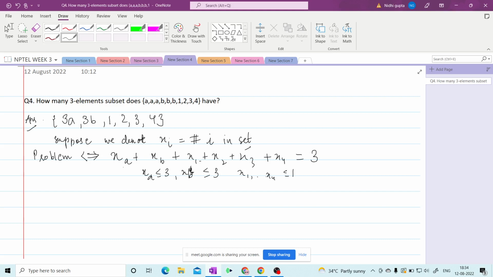So can we say that this problem is equal to calculating the compositions? No, because when we select A's, the number of ways is always going to be 1, whether I select 1, 2, or 3. So it's better to approach it as the coefficient of x raised to the power 3 in the expansion of: for A's we can write 1 plus x plus x square plus x cube, and similarly for the 3 B's, 1 plus x plus x square plus x cube raised to the power 2. And in the next bracket, 4 brackets of 1 plus x.